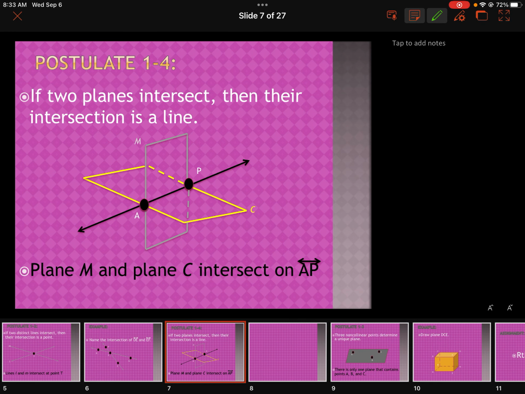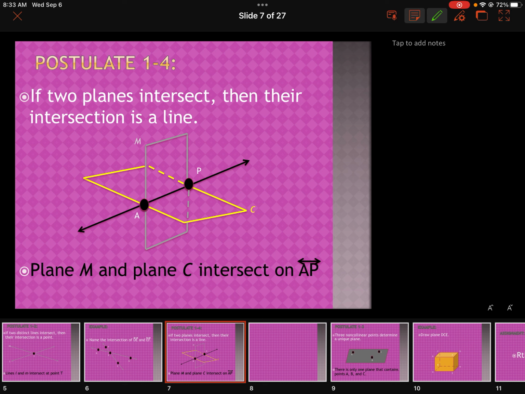This is section 1.3 on postulates. This is our third part. We're going to look at postulate 1.4. That's the fourth postulate from chapter 1. We're going to look at the third postulate in the next video because it's probably a little bit trickier. This one's a little simpler.